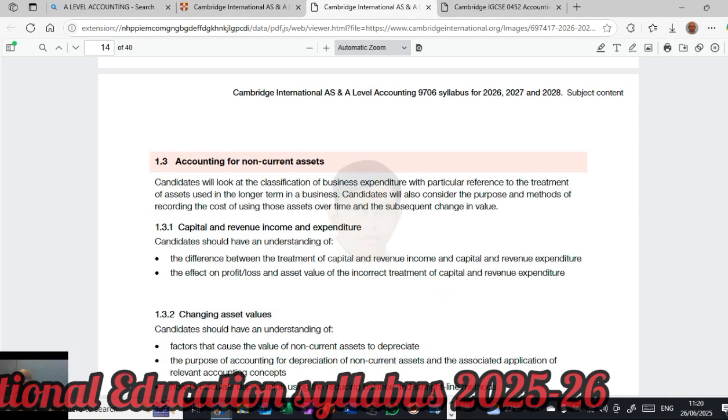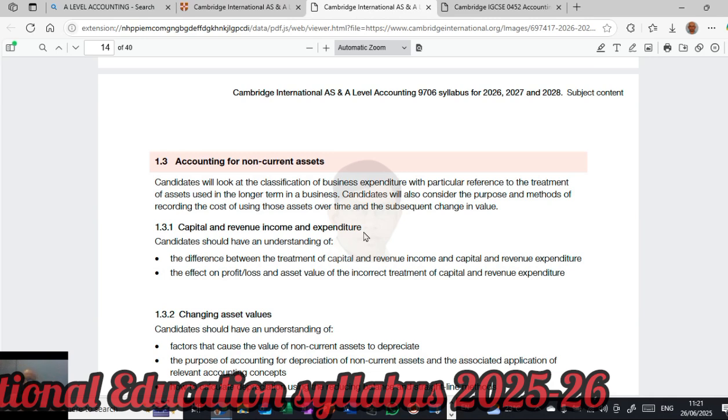So another lesson is accounting for non-current assets. Candidates will look at the classification of business expenditure with particular reference to treatment of assets. So capital, revenue, income, and expenditure. What is the significance of capital expenditure? What do you mean by revenue expenditure? What is the significance and relevance?